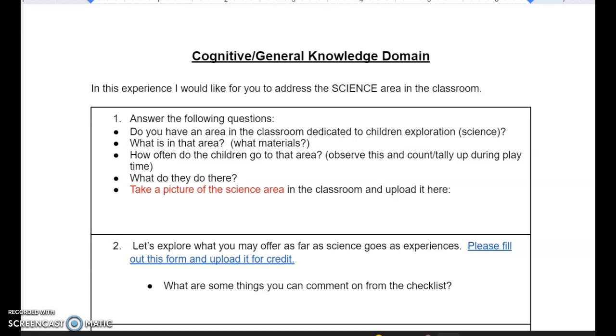This week we're going to be looking at cognition. And what I thought would be fun was to look at science in the classroom. I think sometimes that's missing, and I want to make sure that you have something about science in the classroom. So again, the domain is cognitive and general knowledge. Science and math typically fall under this domain.